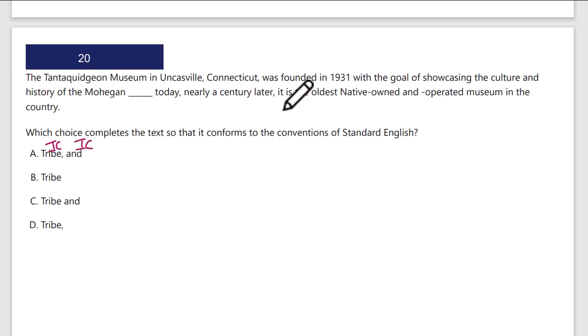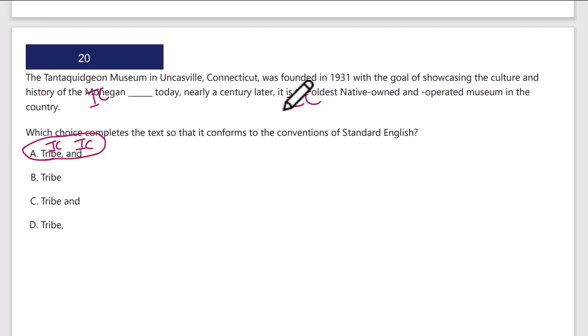The Tantakidjan Museum was founded in 1930 with the goal of showcasing the culture and history of the Mohegan tribe. That's an independent clause before, okay? And today, nearly a century later, it is the oldest native-owned and operated museum in the country. That's an independent clause too. This could well be it.